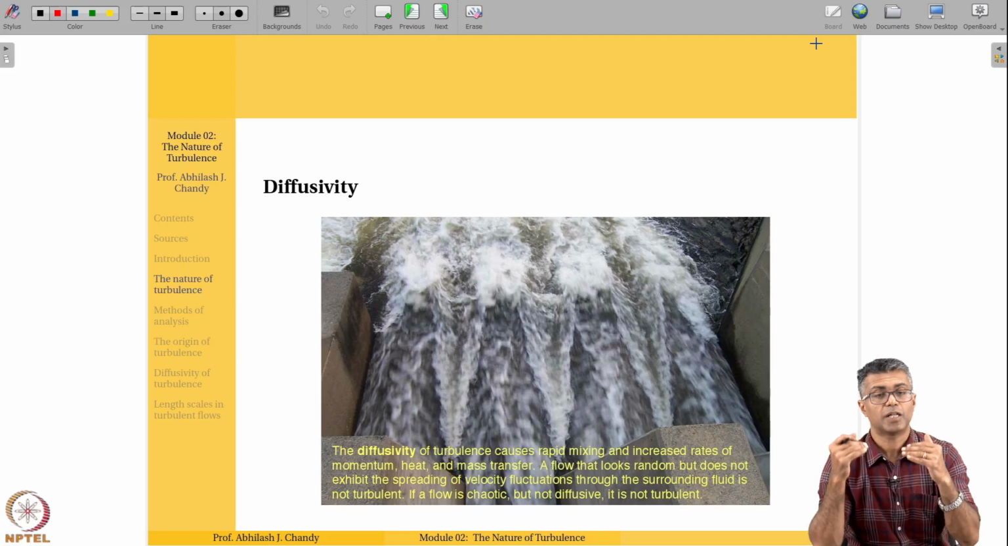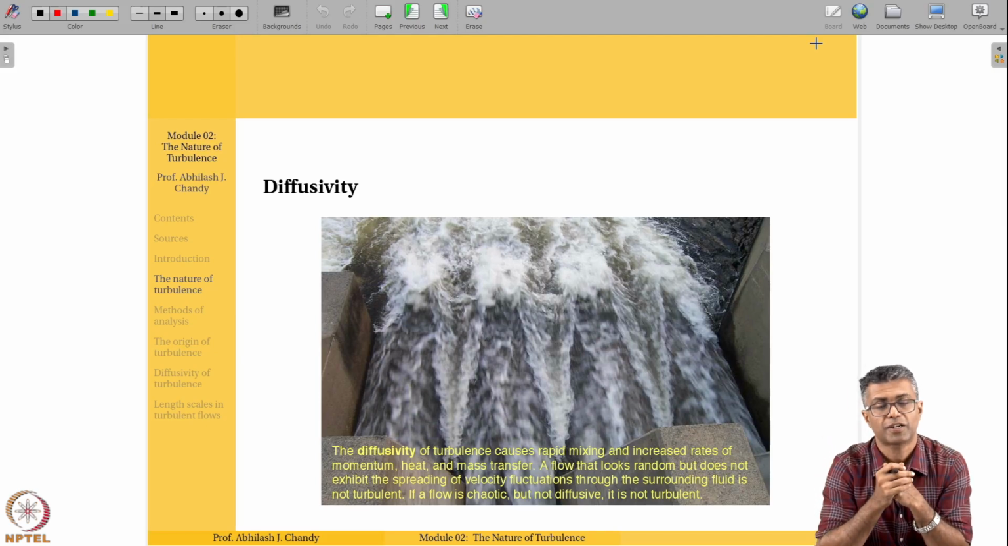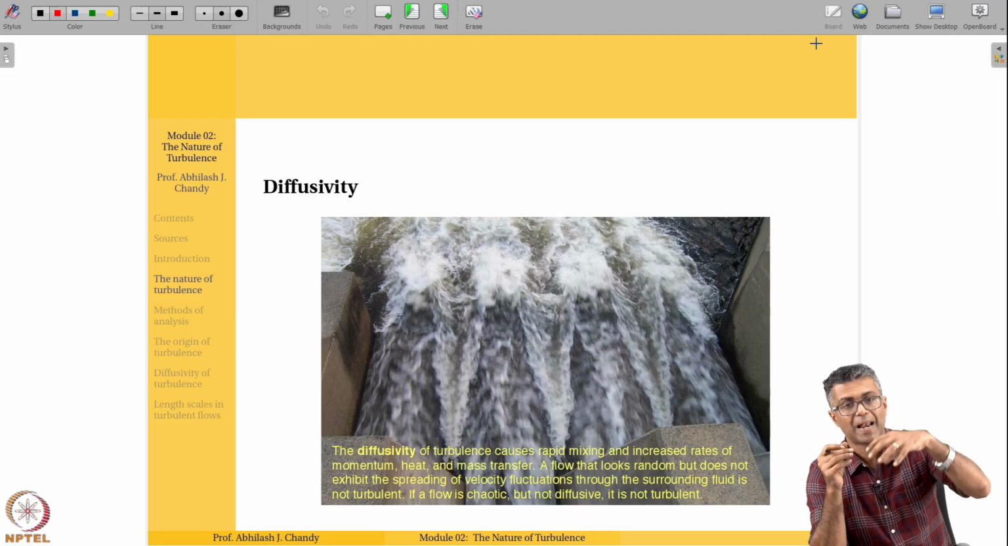Another example, let's say smoke from the chimney of an industrial factory that is coming out. Let's say you have the black smoke coming out.